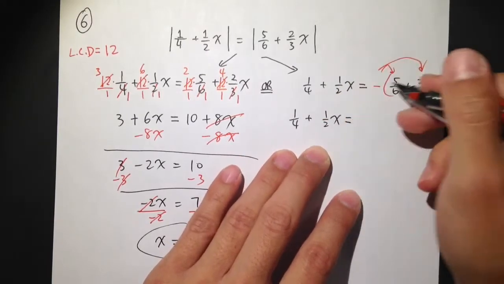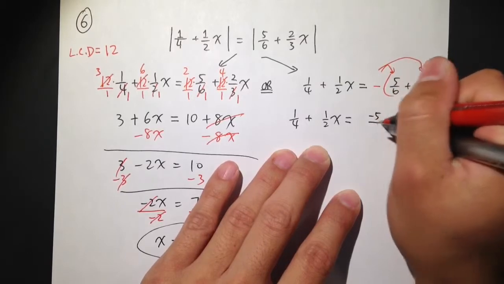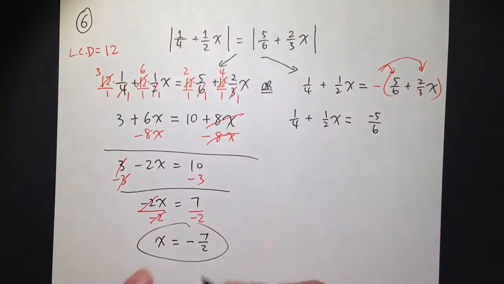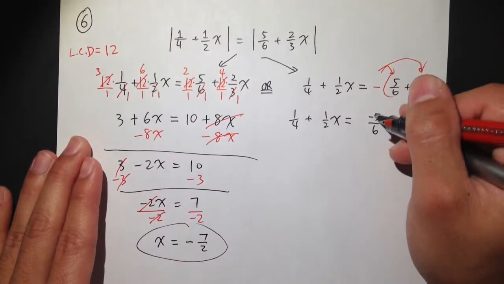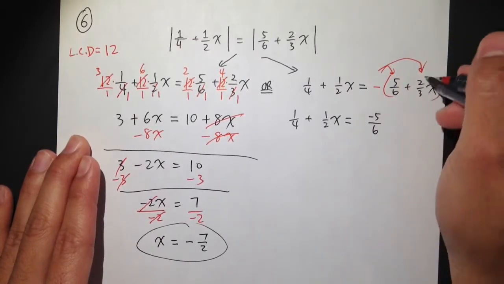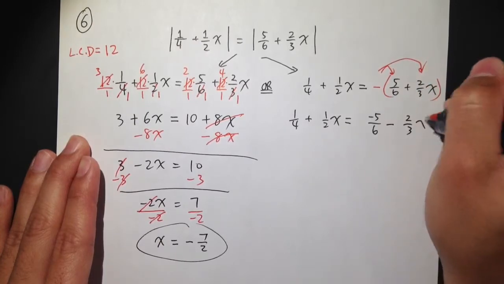It's equal to -5/6. Let me write that as -5/6. So I can put a negative on the top or in front. Doesn't matter. It's the same. So -5/6 like that. And then negative times positive 2/3 x, it's minus 2/3 x.